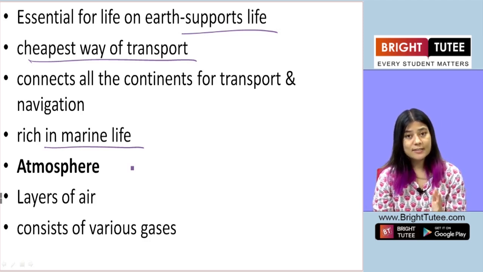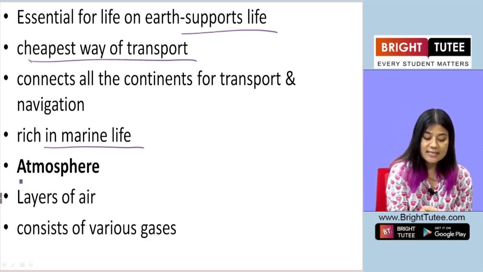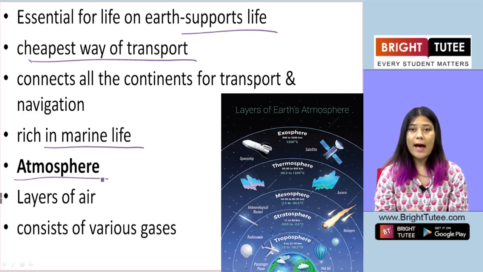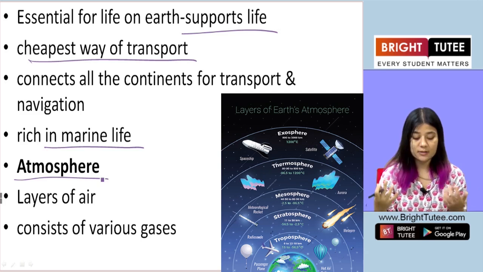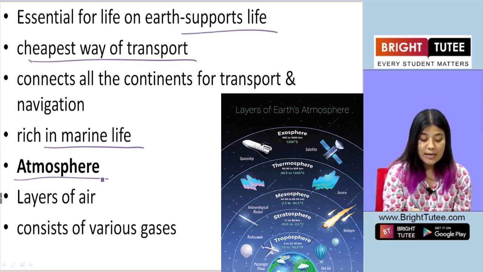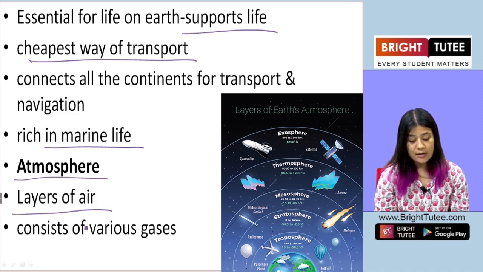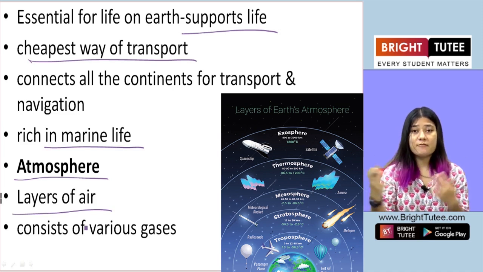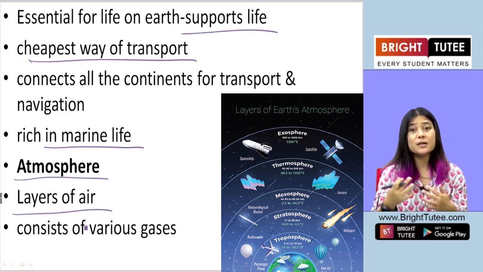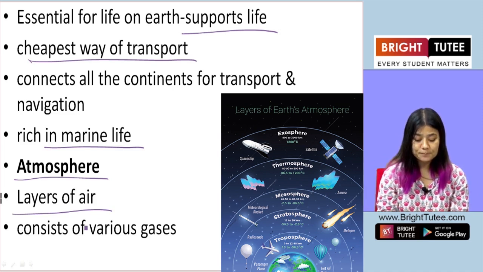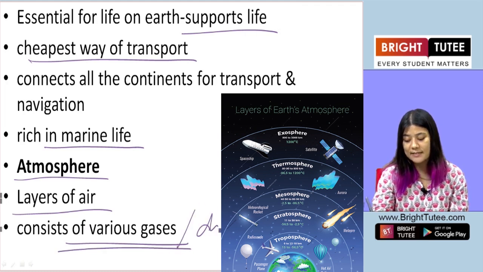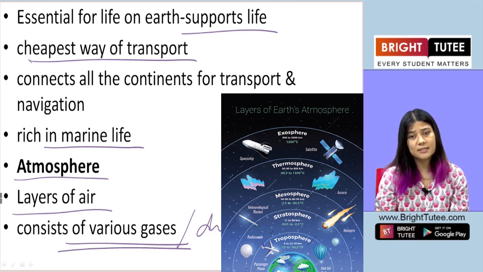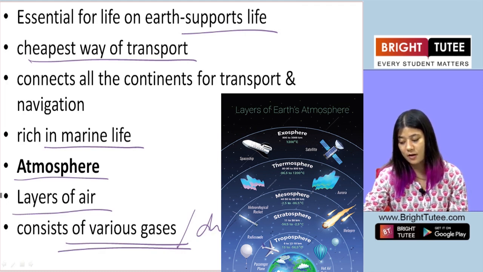Okay, now let's look at another important component of the Earth. This is called the atmosphere. Now the atmosphere is basically the layer of air which surrounds us. So the atmosphere is layers of air. These layers of air surround the surface of the Earth, and it consists of various gases. Apart from gases, it also consists of dust, water vapor, etc.